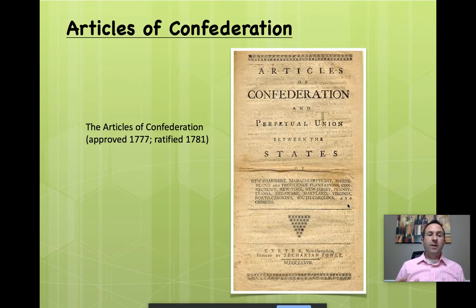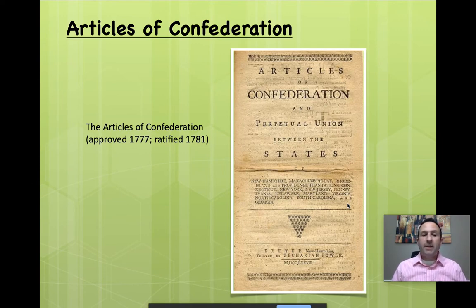Number one, the government has the power to regulate a few things. This new Articles of Confederation government can regulate the post office. The post office was seen as a national enterprise. You need good communication. And because it happens between states, the Articles government will regulate that.